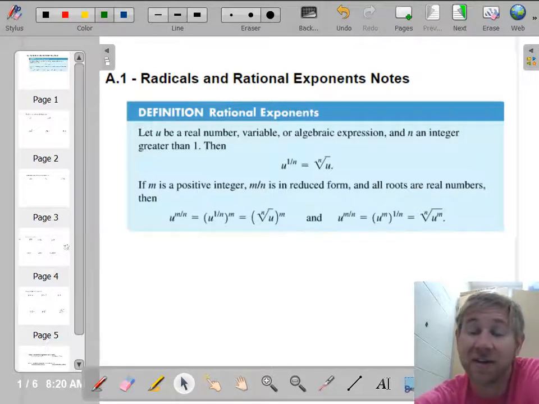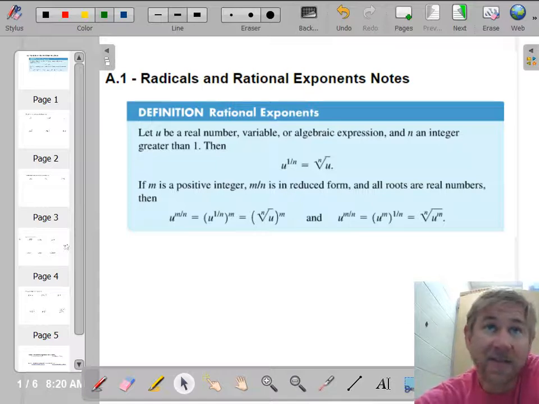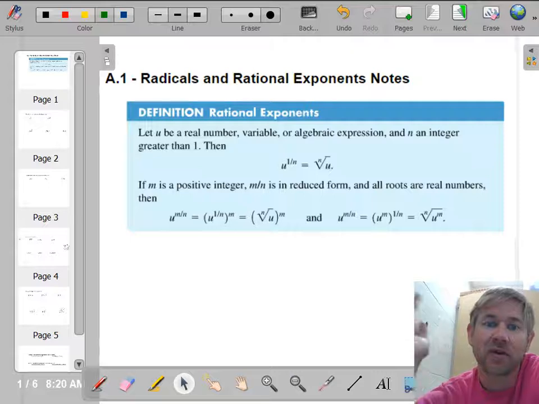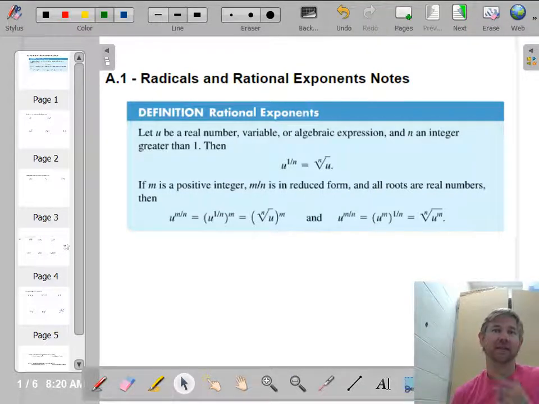Hello, ladies and gentlemen. We're going to start off with A1. That's like an appendix or something in the beginning, where this is just a skill that you learn in algebra that we need to now be able to do pretty well for simplifying things. So this is simplifying radicals and rational exponents.